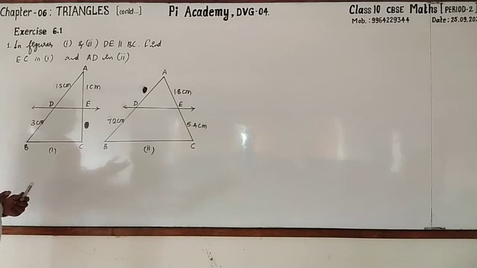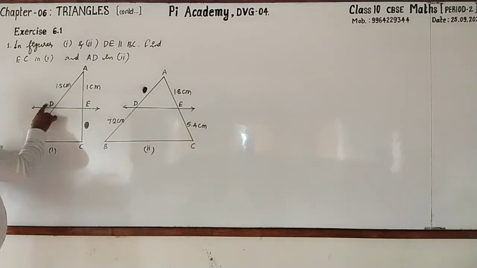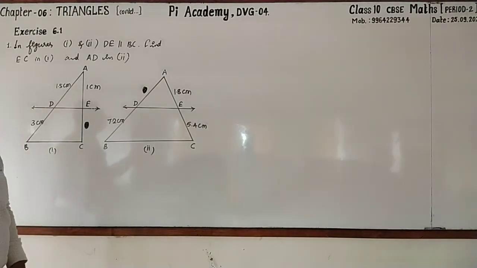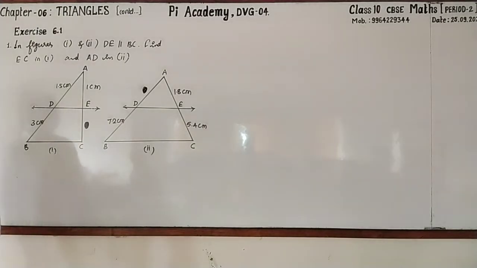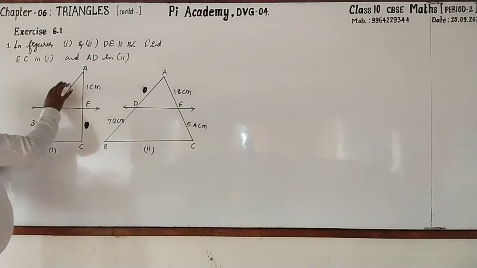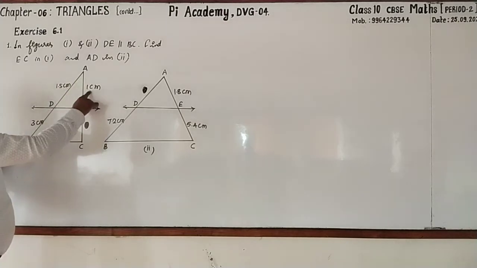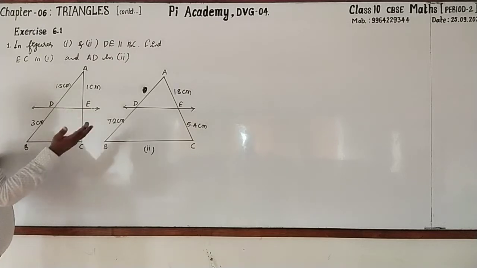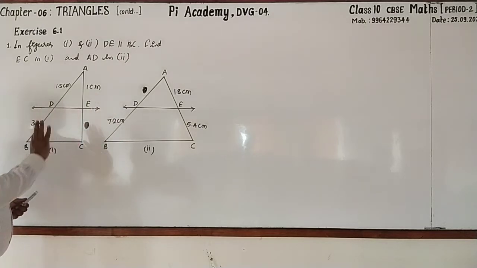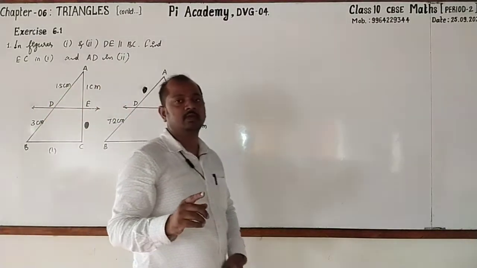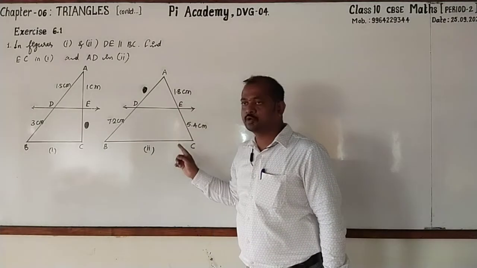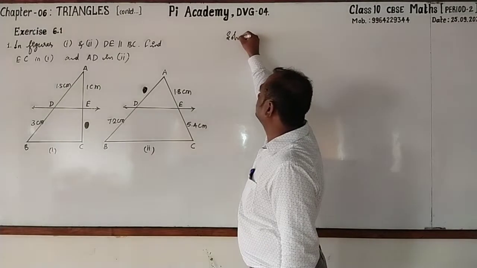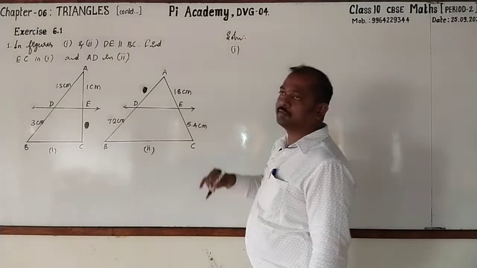Is it not simple? No doubt. Look here, as DE is parallel to BC, which theorem should be applied? BPT, basic proportionality theorem. Then 1.5 by 3 is equal to 1 by this unknown term, right? We can simplify that. There also we can follow the same thing. So pausing the video, you should copy. Then after copying, start writing with it. Yes. Now we are moving to the first one.